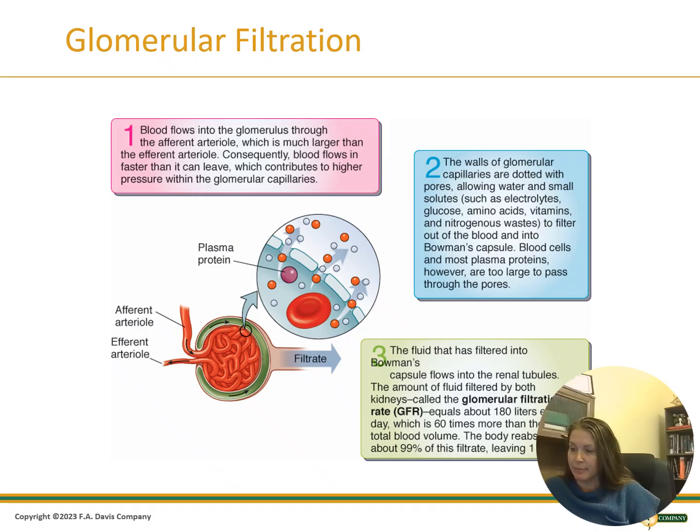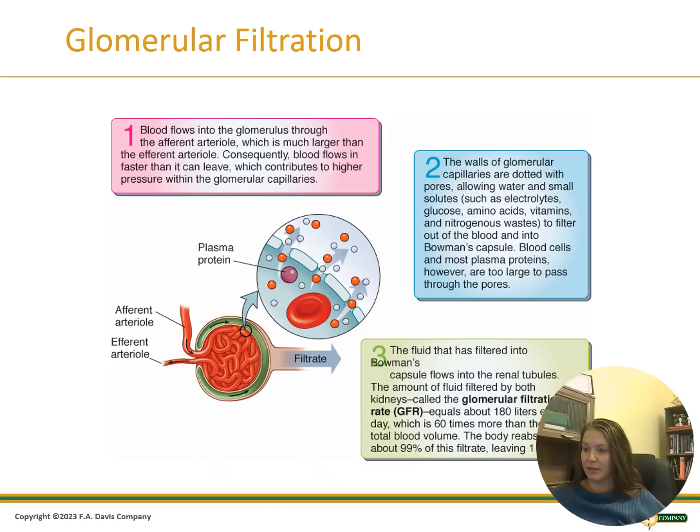Larger substances like blood cells and plasma proteins are going to remain in circulation. And so that's where we end up with our glomerular filtration rate, our GFR. This is where the filtrate moves into the renal tubules, and together our kidneys filter about 180 liters per day. So that's about 60 times our blood volume.